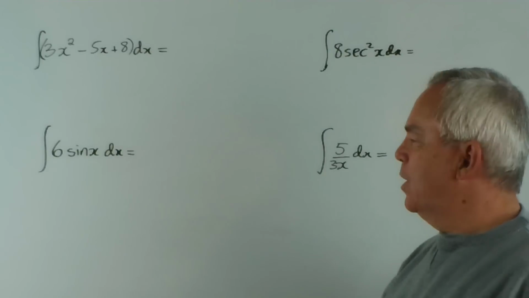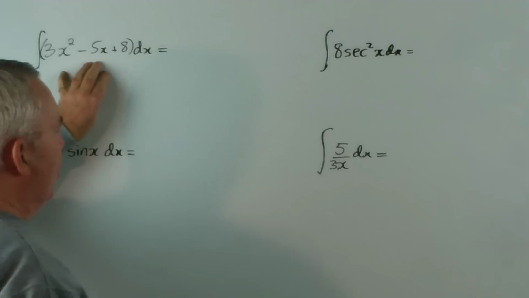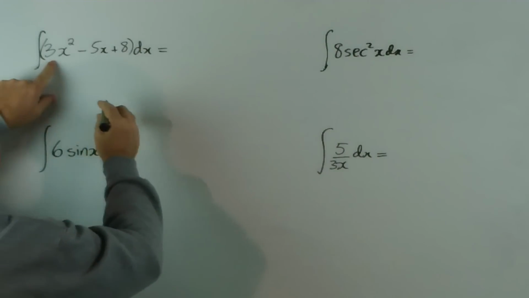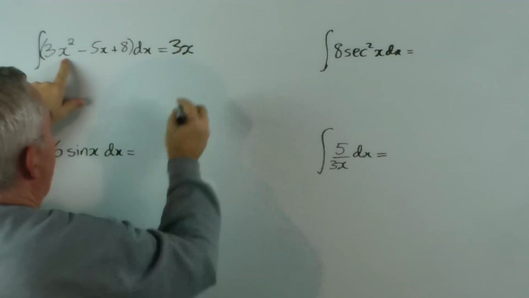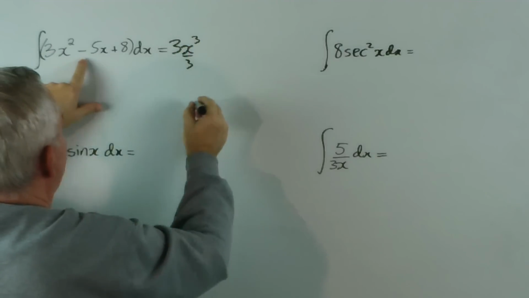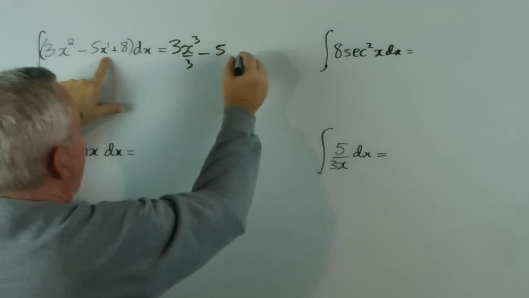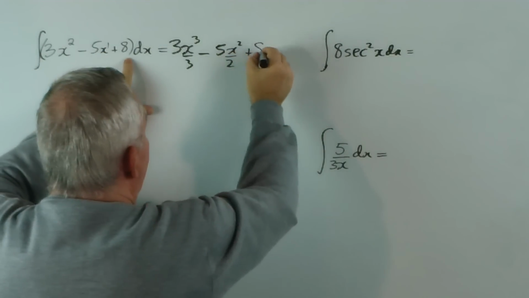Well, I couldn't help myself. These are going to be 4 quick ones. I'm going to do this the short, quick way, and the others the more formal way. The short, quick way here would be to write 3, integrating x squared would be x cubed on 3, minus 5, integrating x to the power 1 will be x squared on 2, plus 8.